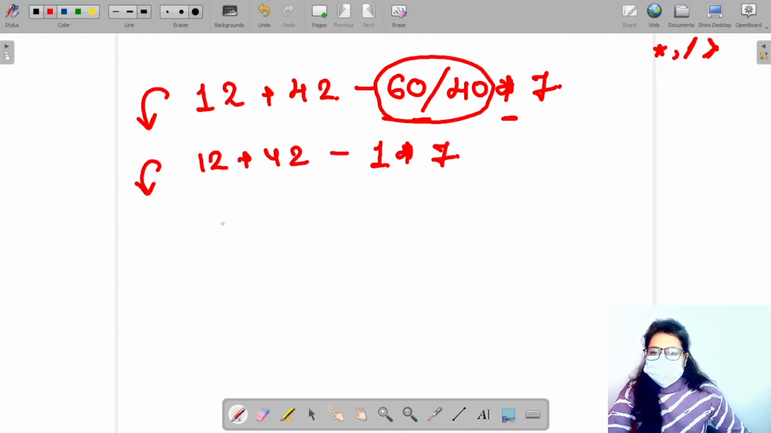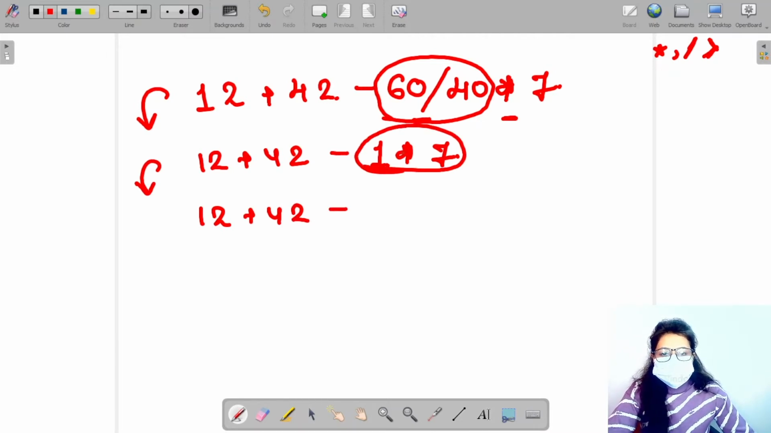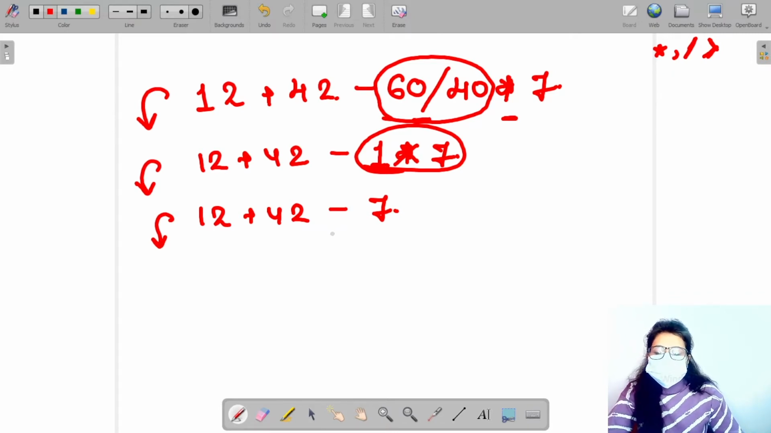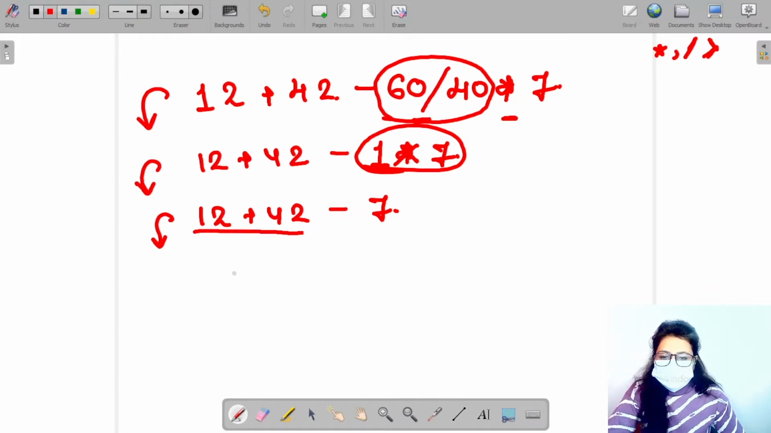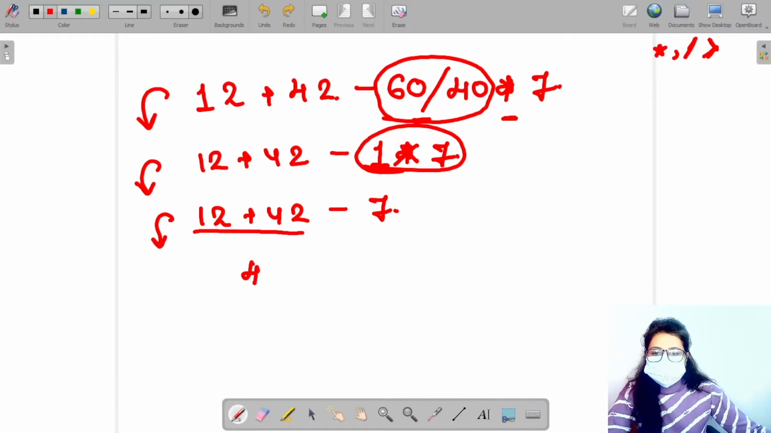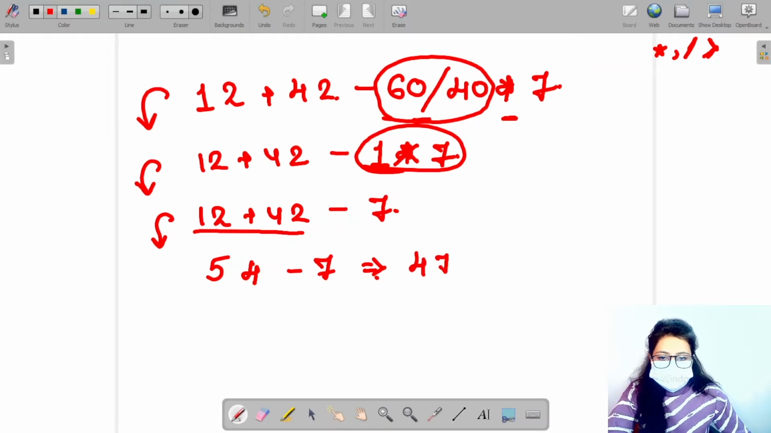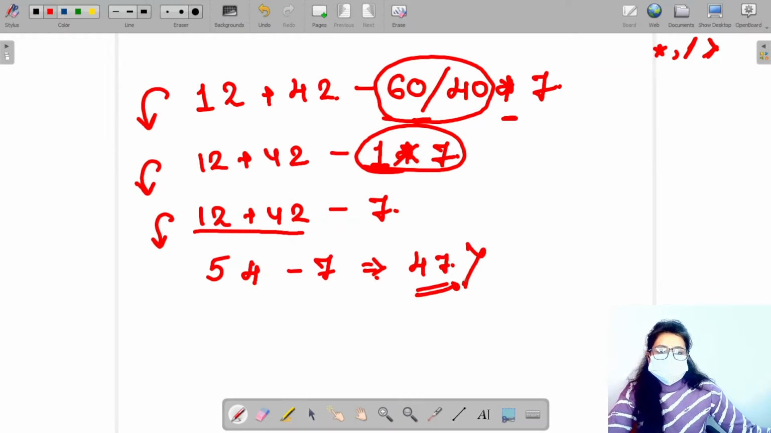Okay. Now we'll simplify this one because of the multiplication sign. So this will become 7. Now whatever we simplify, plus or minus, it won't affect our answer, right? So let's do 12 plus 42. It would be, sorry, 54. 54 minus 7, which would be 47, right? This would be our answer.